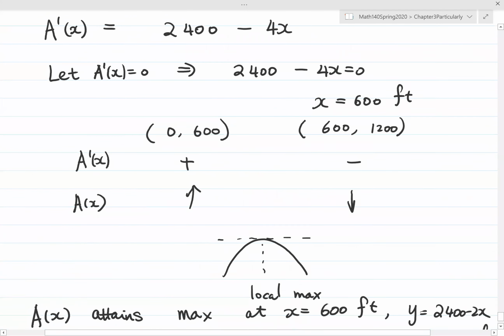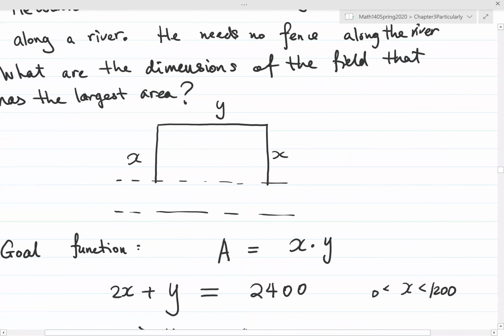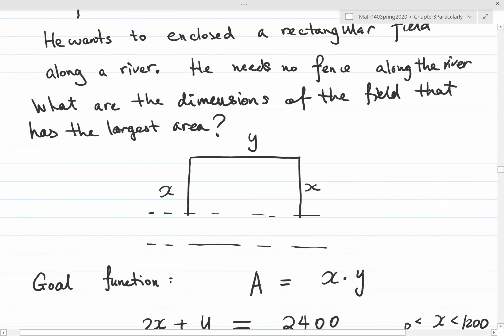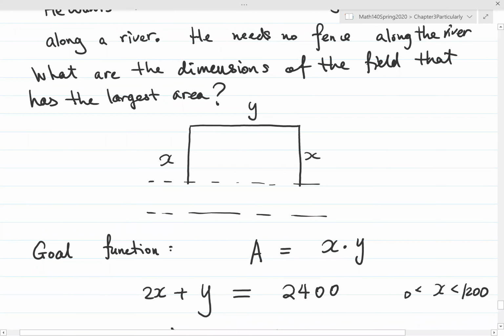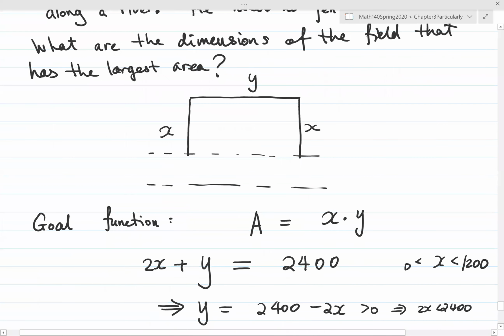The general pattern for this kind of optimization problem is, first, read the problem carefully and make sure you understand it. Second, try to plot a graph and put the information inside. If something is changing, put variables inside. Then find the goal function that you want to maximize or minimize.